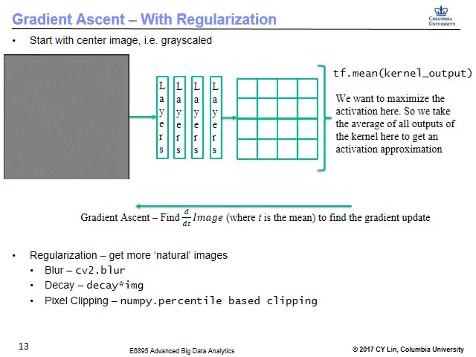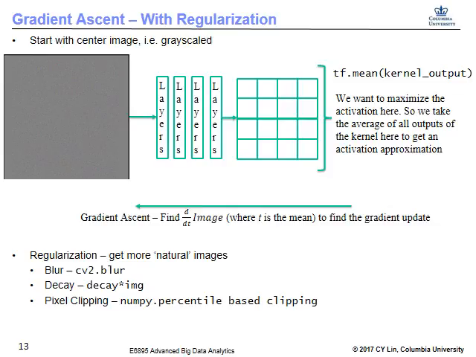So how do we perform this visualization? We perform gradient ascent with regularization. For each network, we start with sort of like a center image, so a grayscale image. We pass it through the network until we get to the layer that we desire and the kernel that we desire. Then we find the loss of that kernel, which in this case would be the activation. And again, we want to maximize activation. So we find the activation and then we consider that the loss. Then we perform gradient ascent.